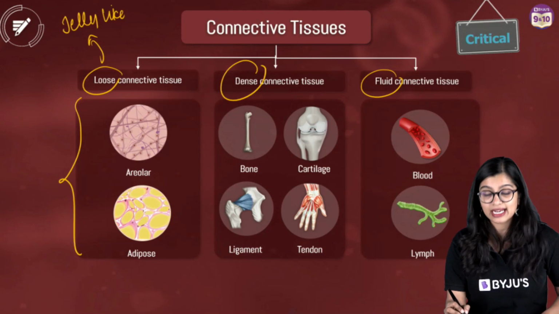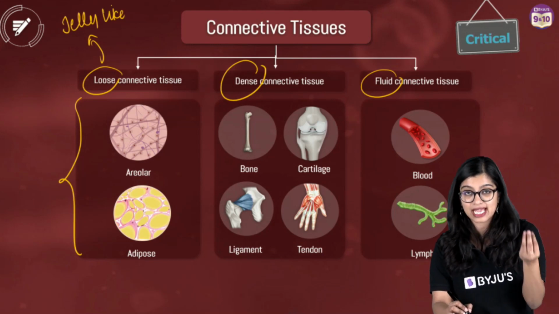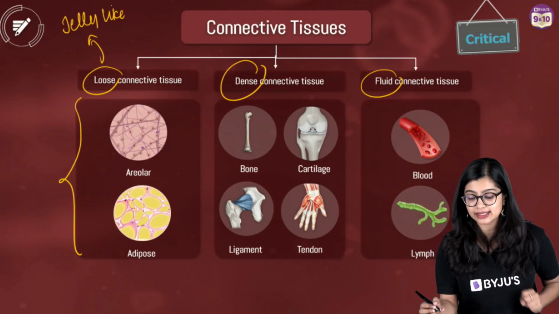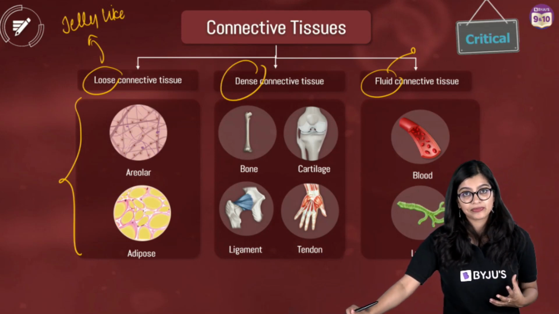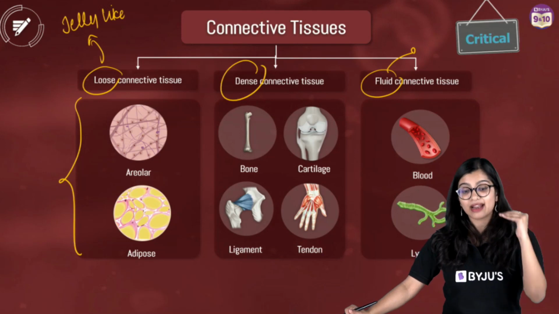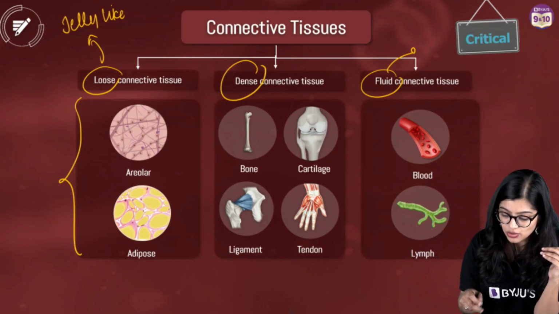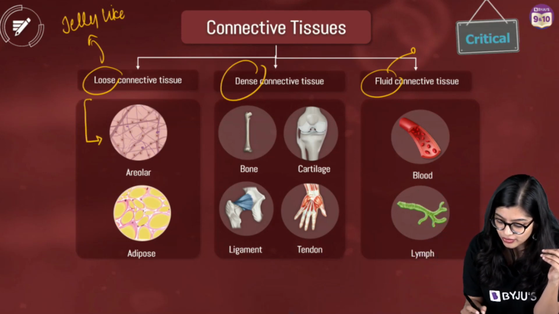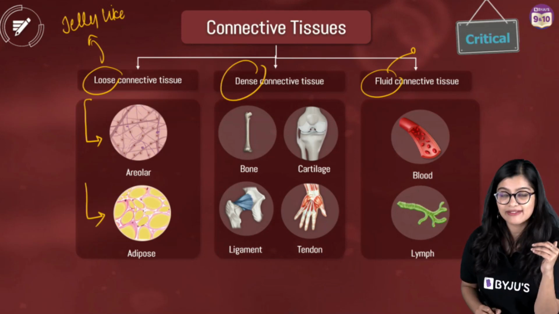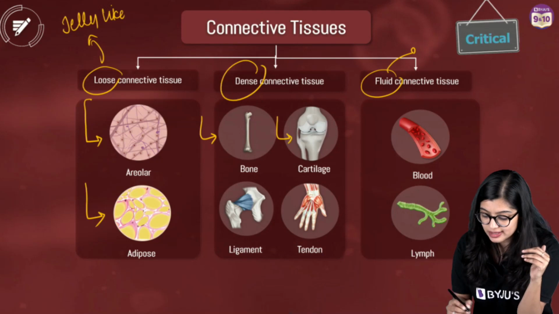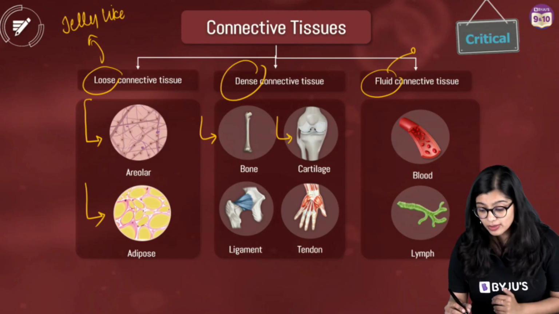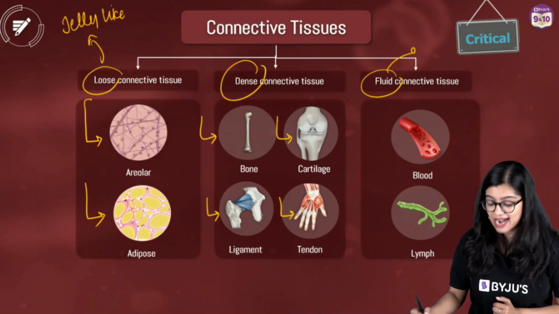In the case of dense connective tissue, we see that it's a little more dense and rigid with some depositions in it. Then, of course, you have fluid connective tissue where we see that the matrix is fluid. So on that basis, we see that there are subcategories into it. So under loose connective tissue, you see that we have areolar tissue and we have adipose tissue. Now under dense connective tissue, we see that we have bones and we have cartilage. Now along with that, we also see that we have ligaments and tendons.